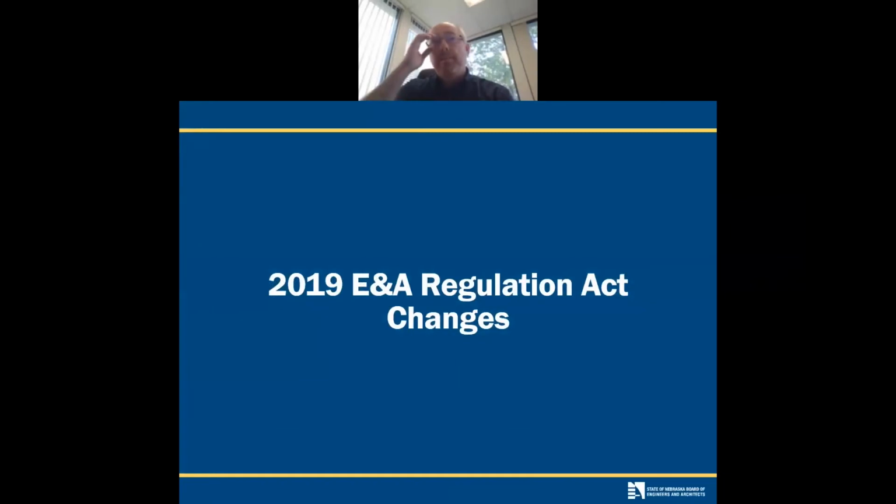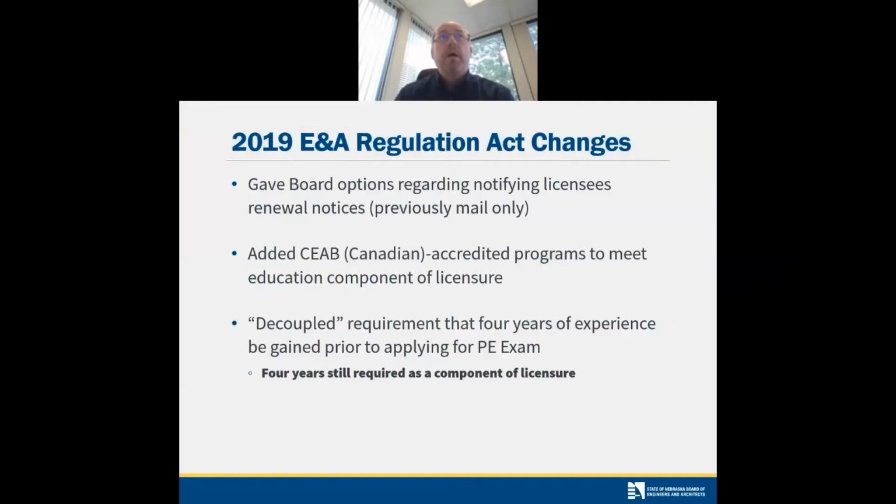And I'll move on. Okay, so the latest E&A Regulation Act changes I'll briefly go over. First of all, one of the changes gave the board the ability to send licensees renewal notices via methods other than mail. So don't rely on postcards or renewal reminders from the board. Look out for those in email form, okay? It's just more efficient for the board to send out email notices versus postcard. And so that was one of the changes.